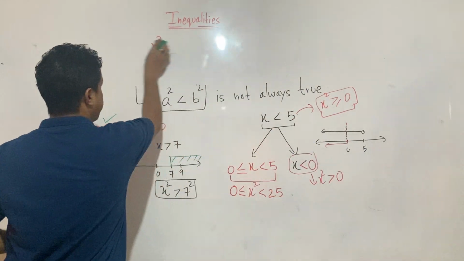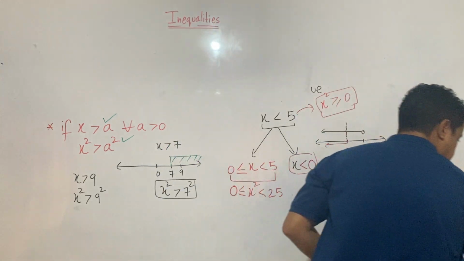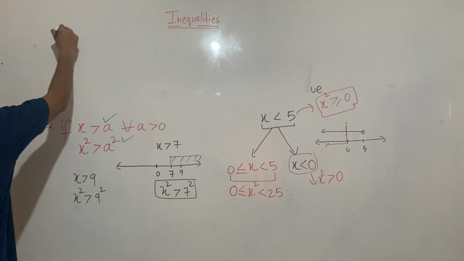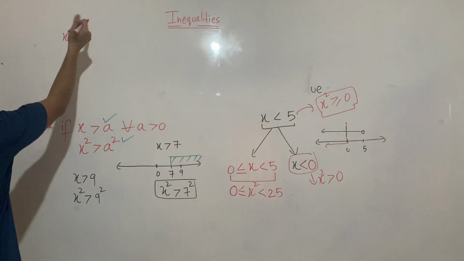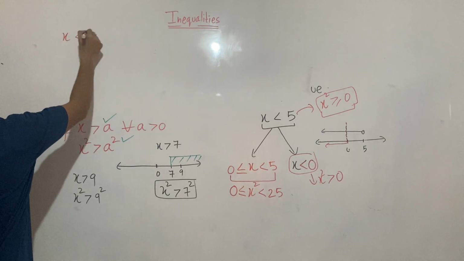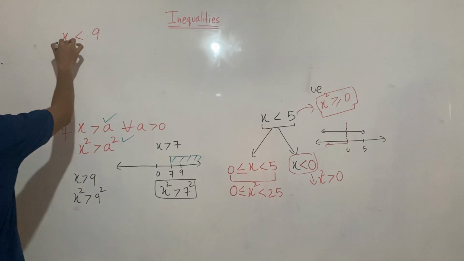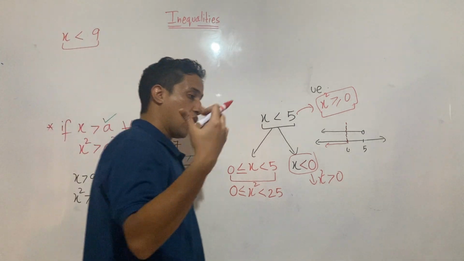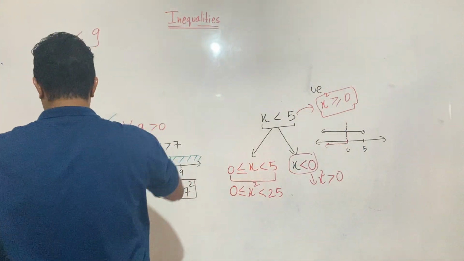Let's say that my x is less than 9. Okay, x is less than 9. So if x is less than 9, what about the values of x square?